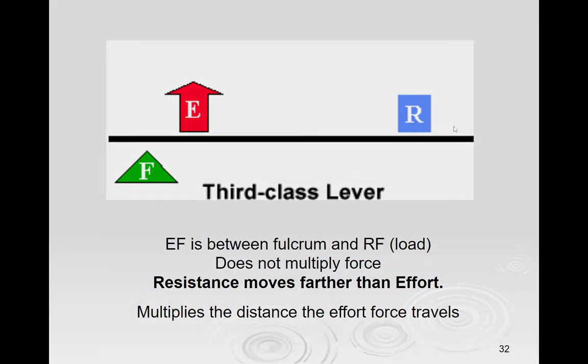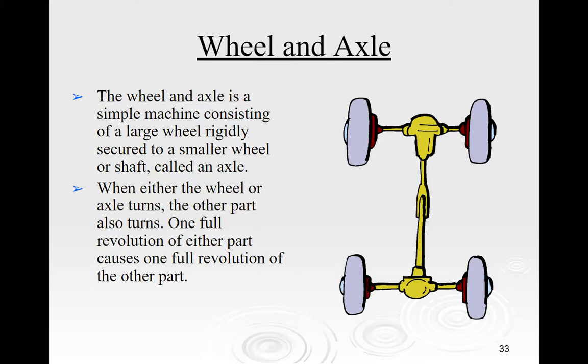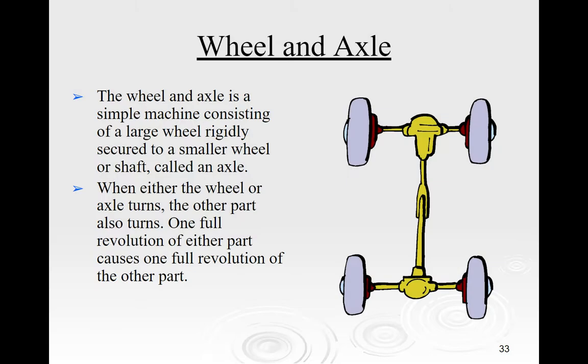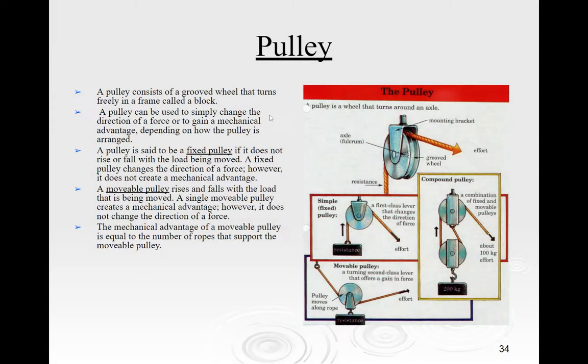All right. We're going to hop onto a wheel and axle. The wheel and axle is a simple machine consisting of a large wheel rigidly secured to a smaller wheel or shaft called an axle. When either the wheel or axle turns, the other part also turns. One full revolution of either part causes one full revolution of the other part. A lot of us have probably seen a wheel and an axle. Let's hop onto a pulley.